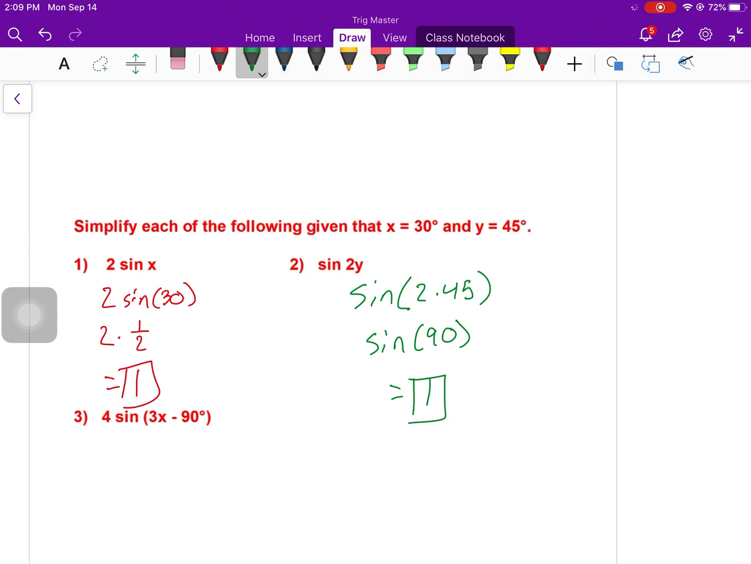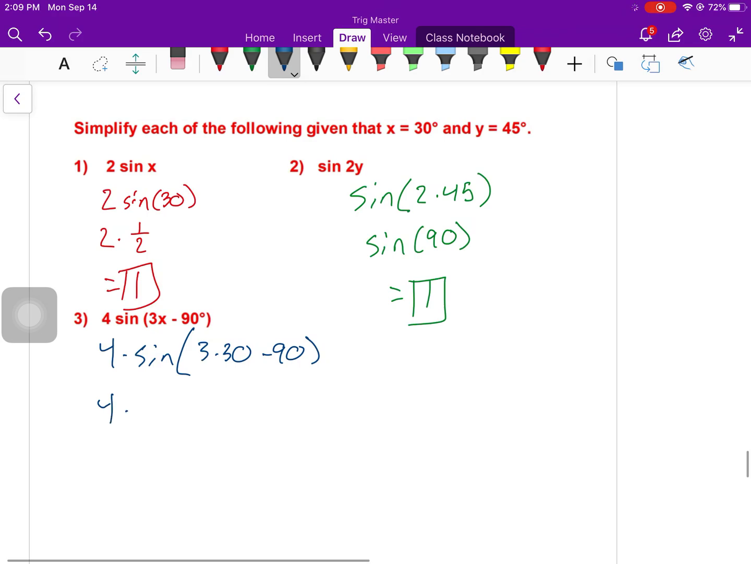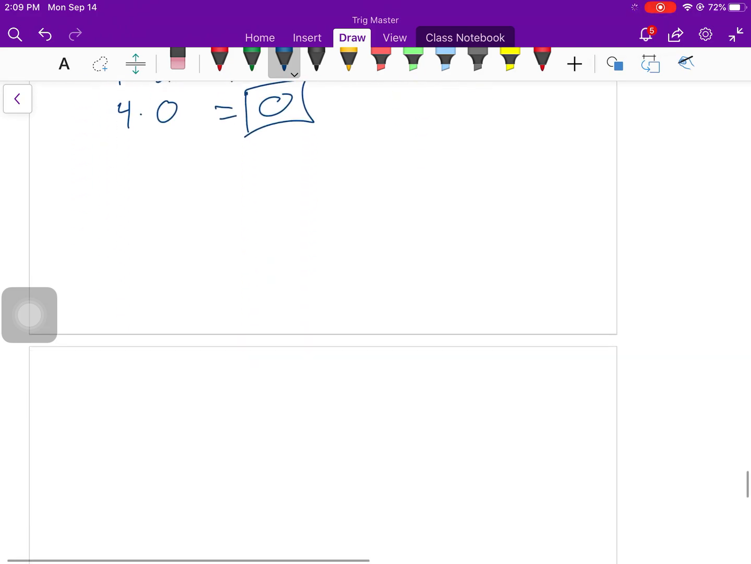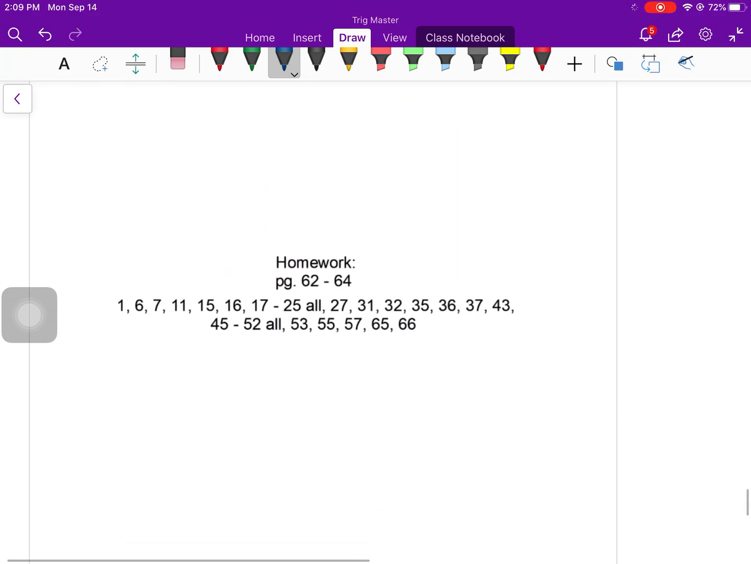So this one is a combination. So I've got 4 times sine of 3 times 30 minus 90. Inside those parentheses, the order of operations still applies. So 3 times 30 is 90. I've got 4 times sine of 0. Sine of 0 is 0, so 4 times 0 is 0. All right, so I went through those pretty quick.